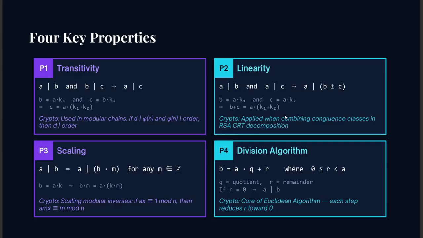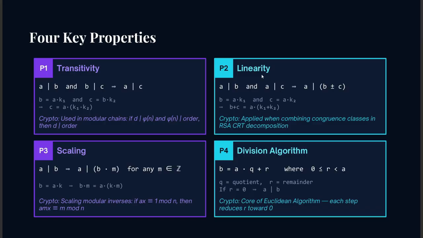Now let us understand four important properties of divisibility. First one, transitivity. If A divides B and B divides C, then A divides C. Let's take an example. 2 divides 8, because 8 equals 2 times 4. And 8 divides 24, because 24 equals 8 times 3. This automatically means 2 divides 24, because 24 equals 2 times 12. This chaining property appears often in cryptographic group structures.